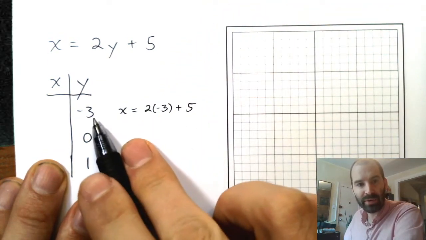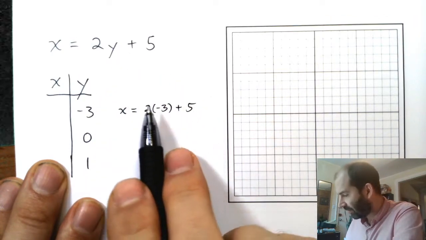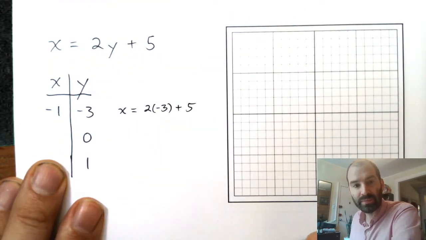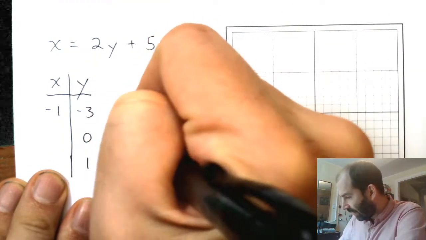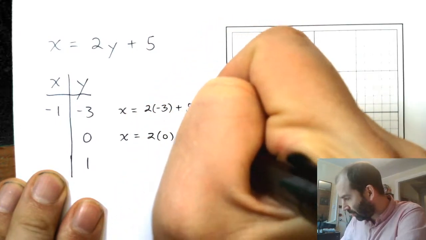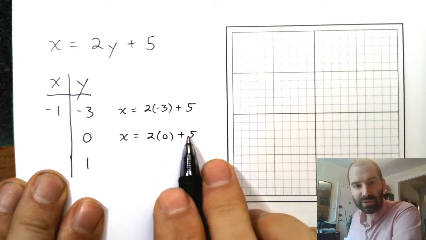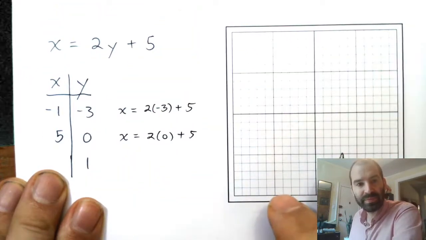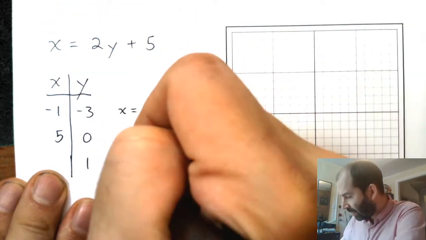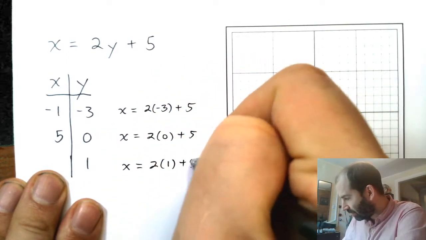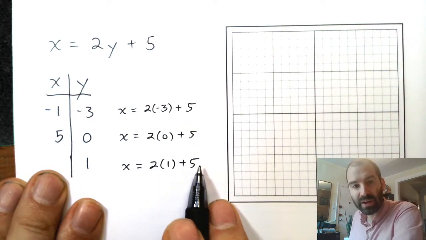All right, I'm just plugging a negative 3 in for y. So that's 2 times negative 3, which is negative 6, plus 5 is negative 1. What about 0? x is equal to 2 times 0 plus 5. 2 times 0 is 0, and 0 plus 5 is 5. The next one, x is equal to 2 times 1 plus 5. 2 times 1 is 2, plus 5, 7.